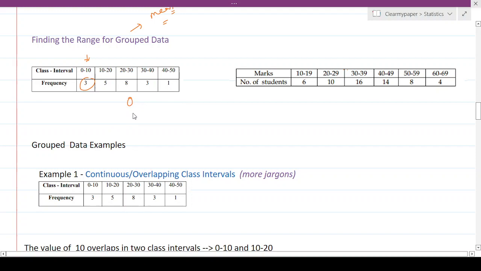All the students could have got 9 marks or 8 marks or 7 marks, or maybe one student has got 6, one student has got 2, and another student has got 3. So it could be anywhere. They could get anywhere between 0 to 9 over here.